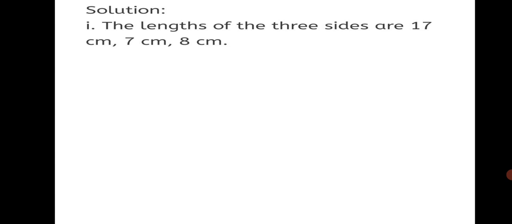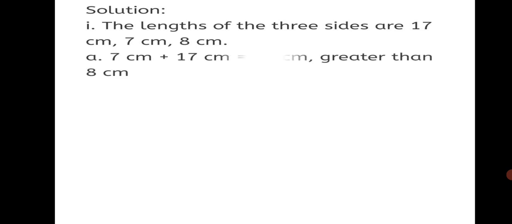First question. The lengths of the 3 sides are 17 centimeter, 7 centimeter and 8 centimeter. Let's start the addition process. First one, A. 7 centimeter plus 17 centimeter is equal to 24 centimeter. It is greater than 8 centimeter, the remaining third side. So, A has fulfilled the condition.